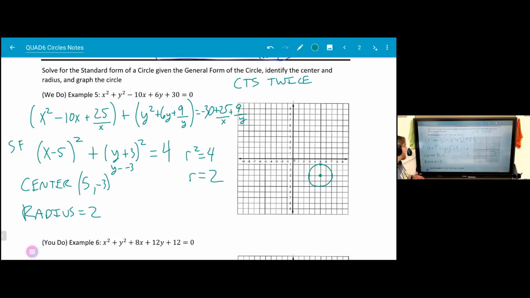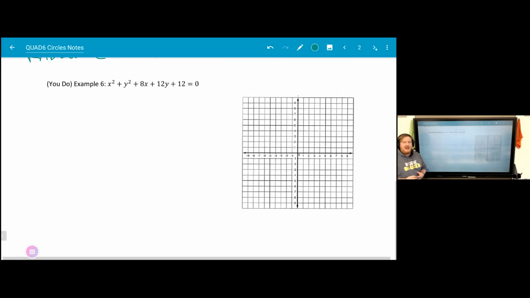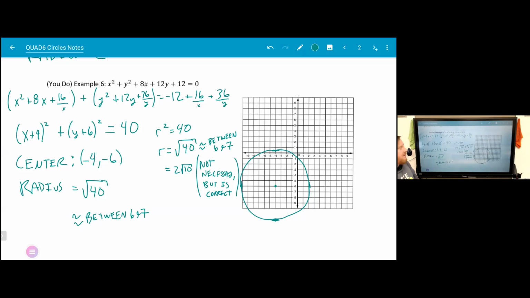But remember the steps we just did. We completed the square twice. We found the center by taking the opposites of these. We took the value over here and square rooted it to get our radius, and then we graphed it. With that said, go ahead and try your turn. All right, let's see if you went through the steps.